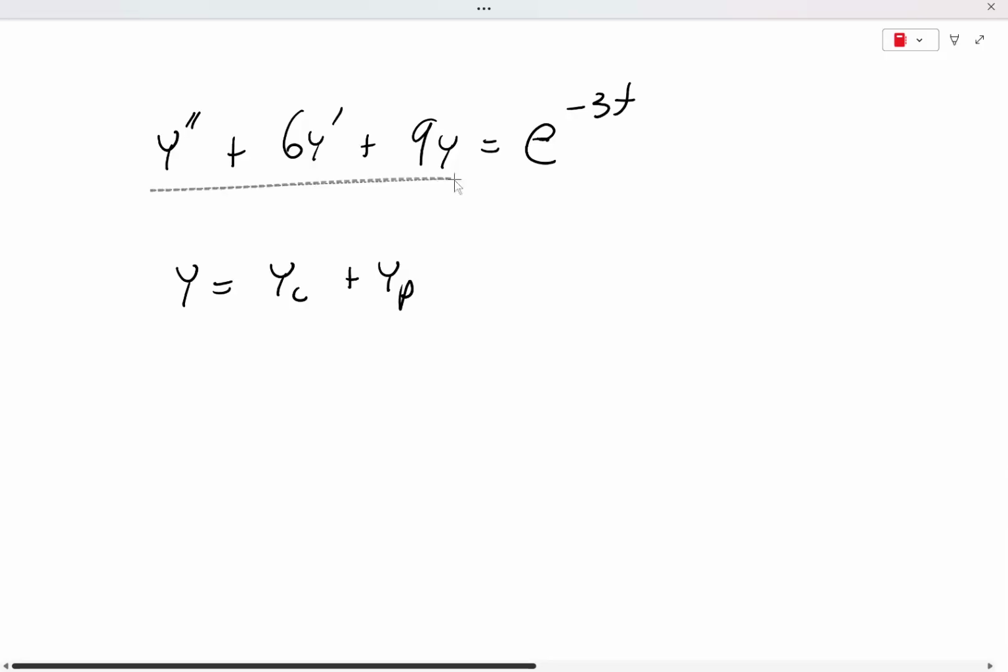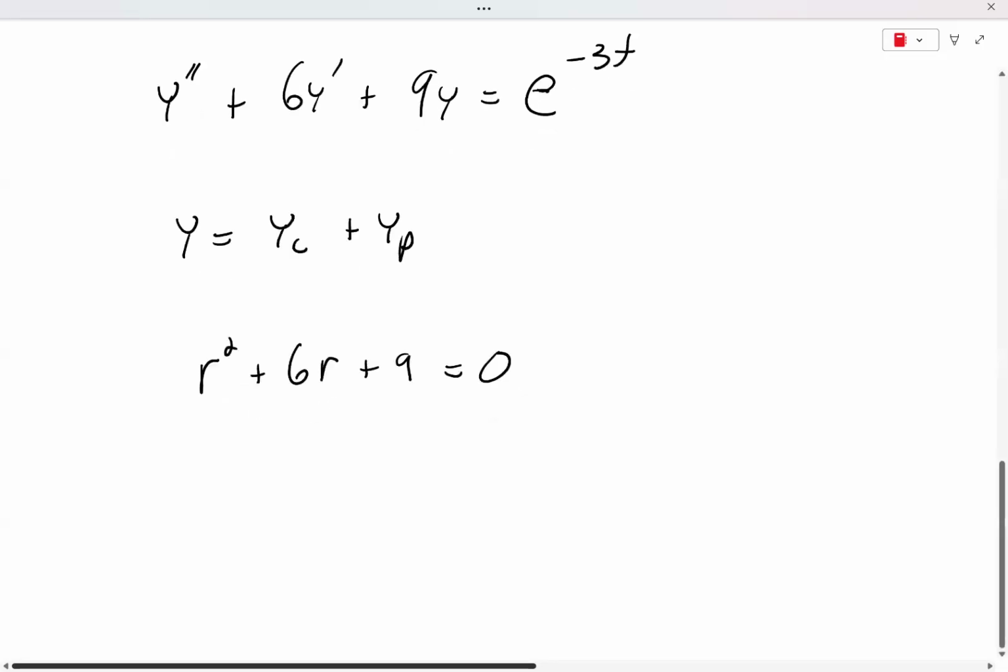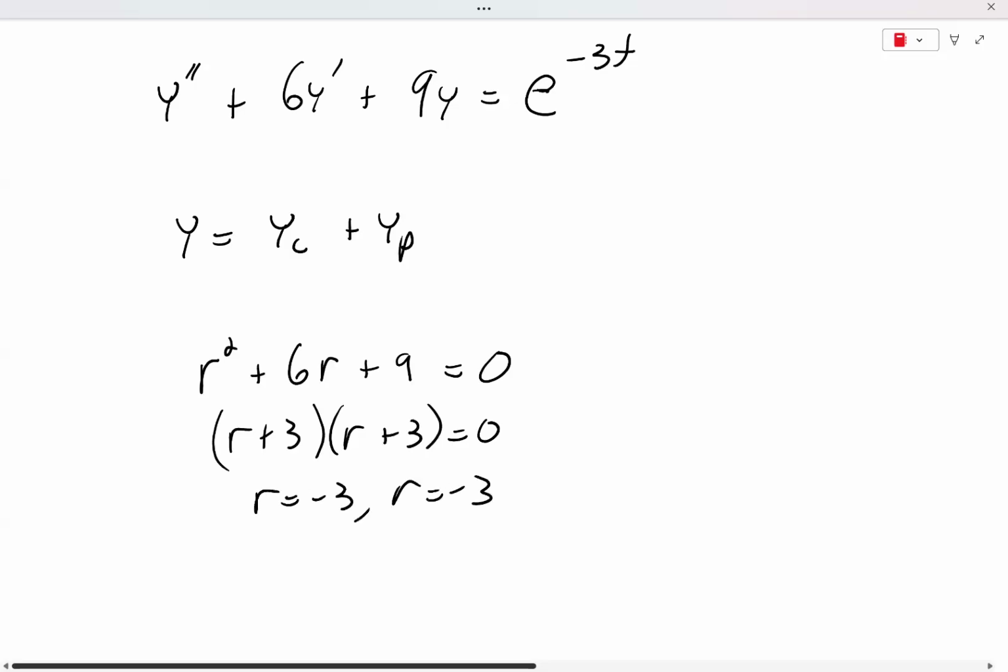So I solved the homogeneous equation. You have your characteristic equation here, r squared plus 6r plus 9 equals 0. Okay, and then that's going to be r plus 3 squared equals 0. So it's repeated here then, right? r equals negative 3, r equals negative 3. So then we have that the y sub c then is what?